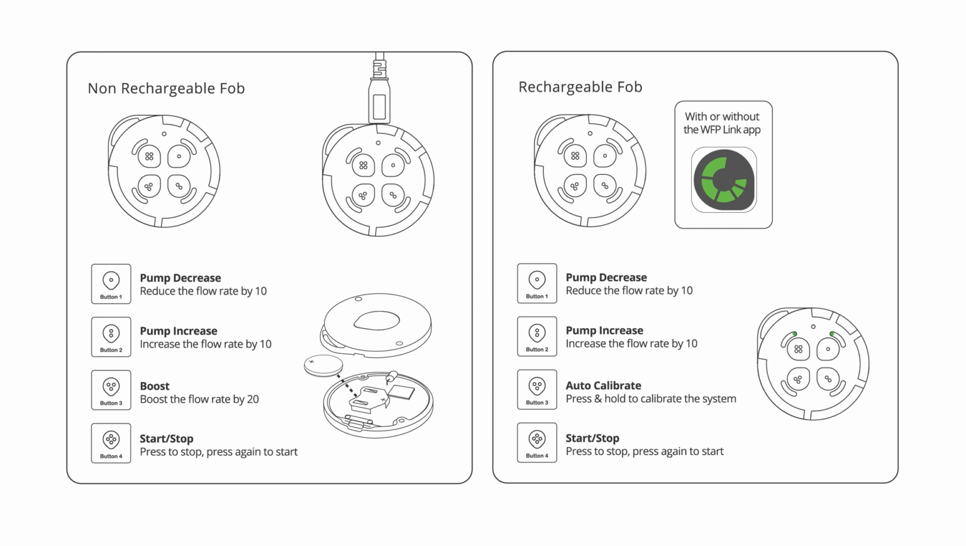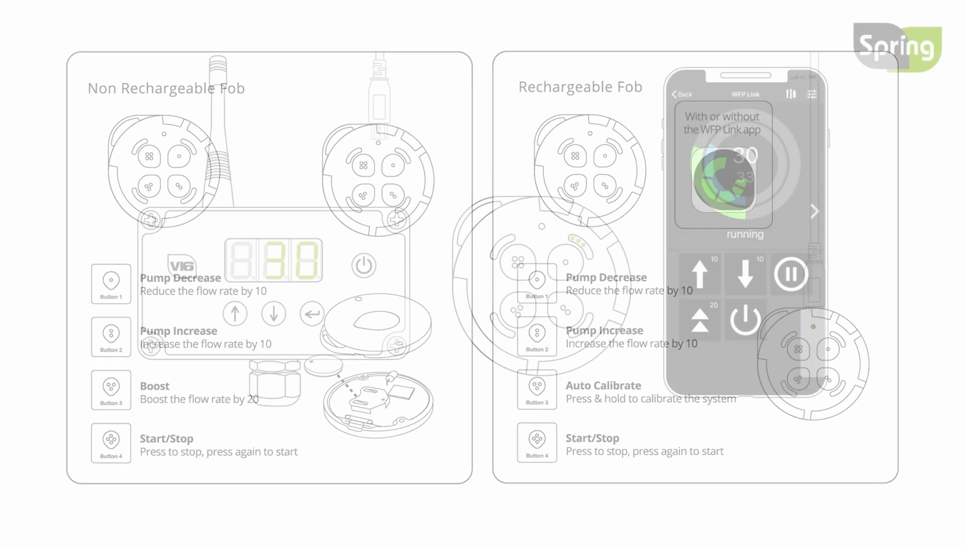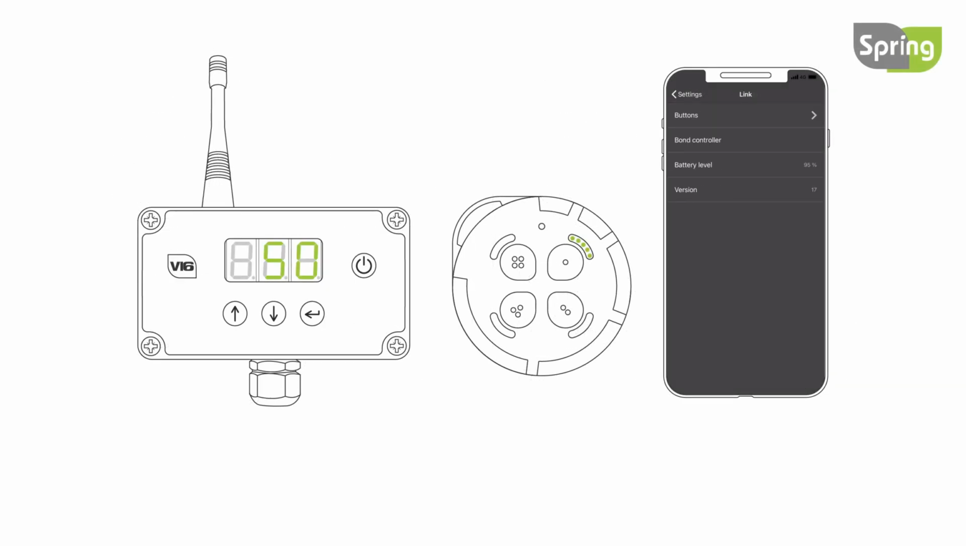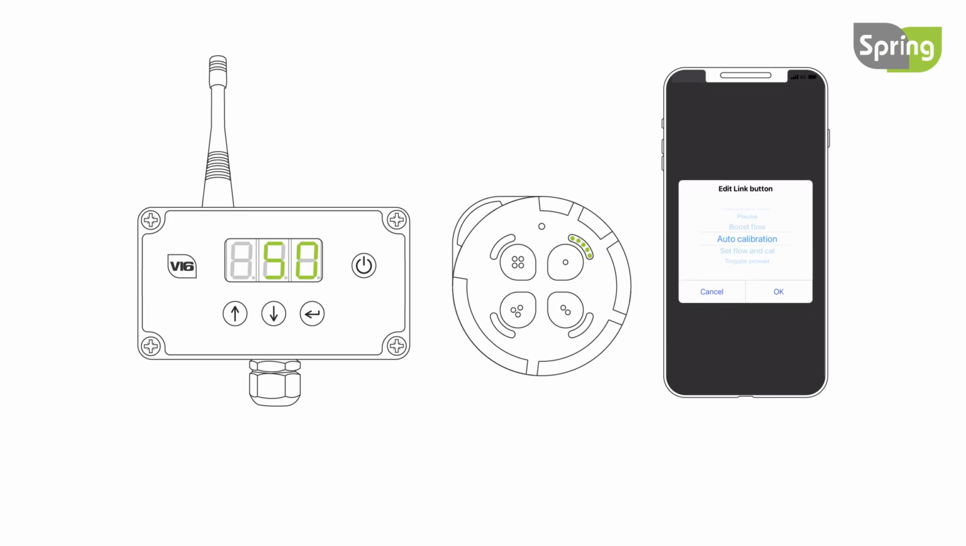The fob will indicate when it needs charging by lighting two LEDs. To charge, plug in a micro USB charger to the charging connector. The charging LED is red when charging and green when charged. After connecting to the app, the flow rate and calibration can easily be changed, the battery voltage monitored, and the fob buttons configured to multiple different functions.